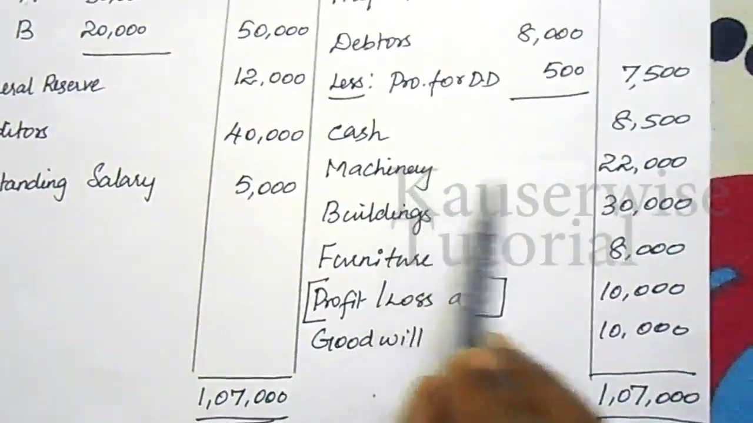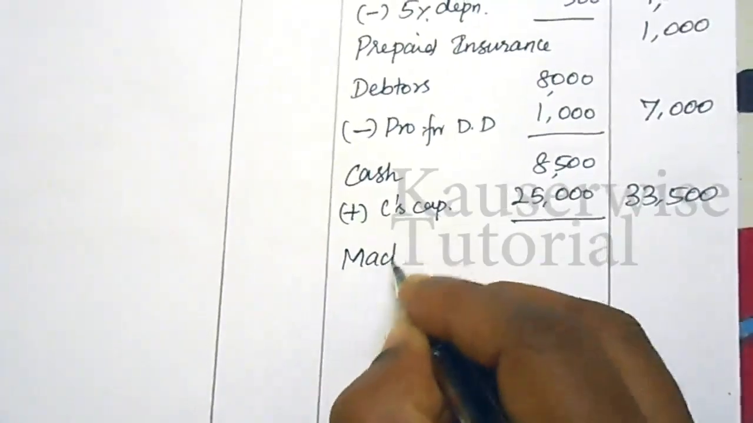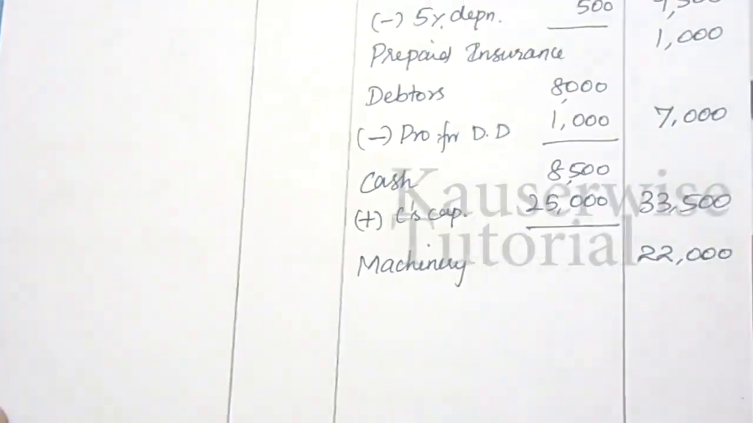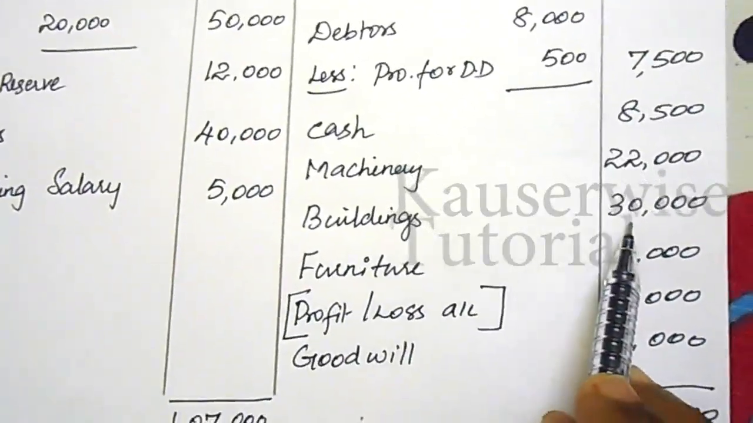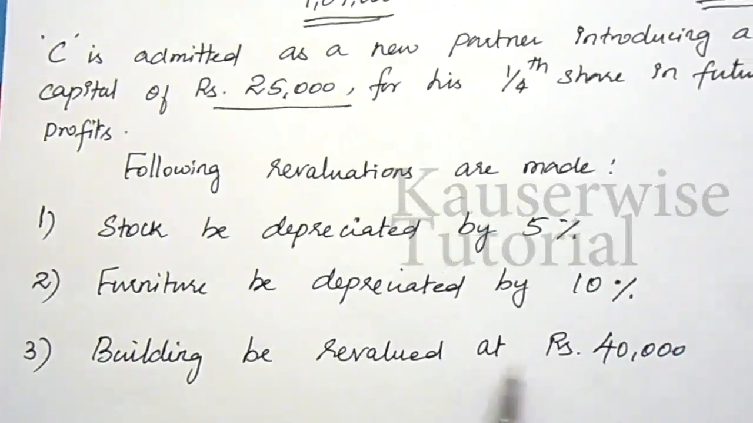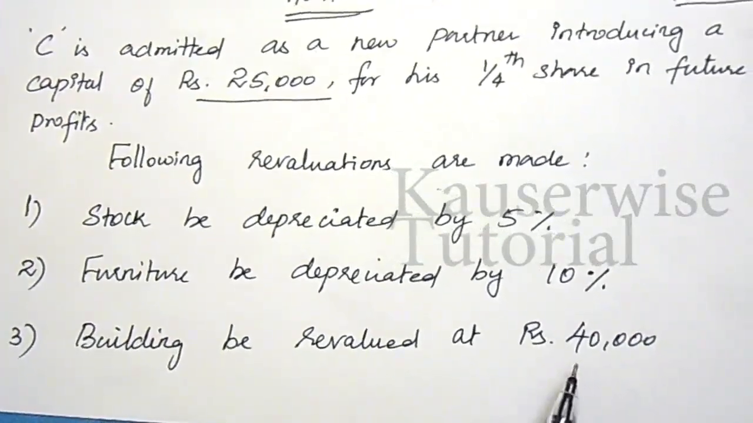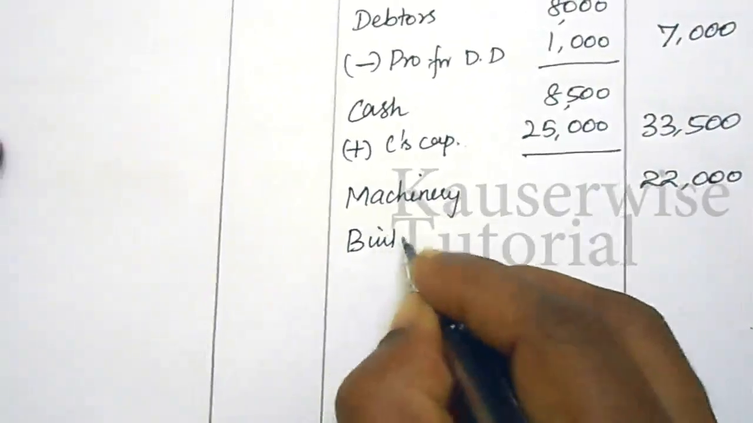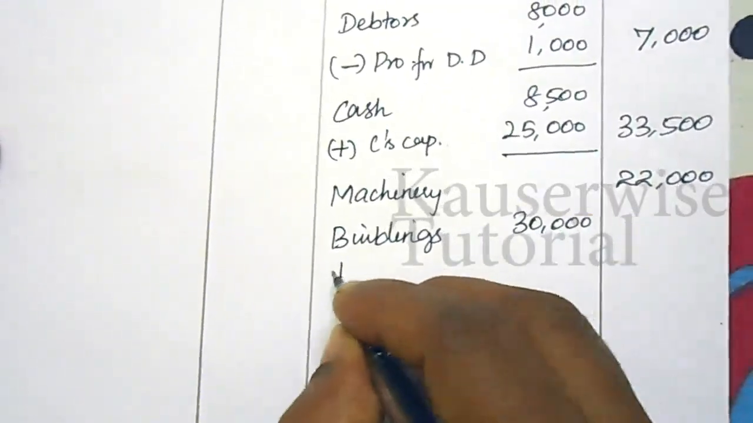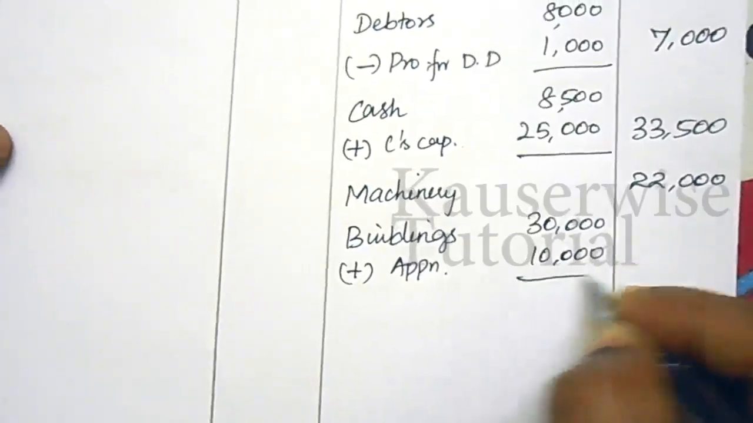Next item, machinery 22,000. Nothing is given regarding machinery, so you can enter the same value as it is. Machinery 22,000. Next item, buildings 30,000. Look at the third adjustment. Buildings to be revalued at 40,000. The old value is 30,000, the revised value is 40,000, so 10,000 increased. Buildings old value 30,000 plus appreciation 10,000, so the revised value is 40,000.